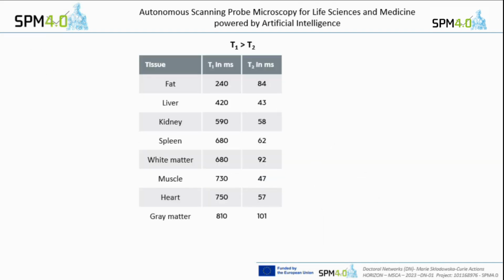Just to get a feeling for this, first of all, the T1 relaxation time is quite long. You see several hundreds of milliseconds for different kinds of tissues. They are obviously specific for each type of tissue, and the T2 time is several tens of milliseconds.